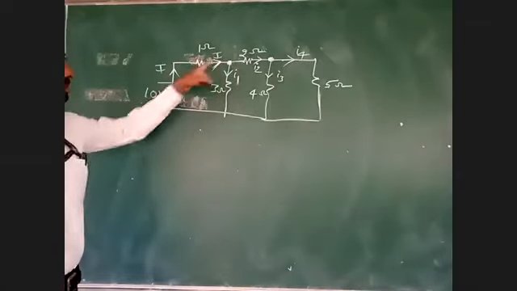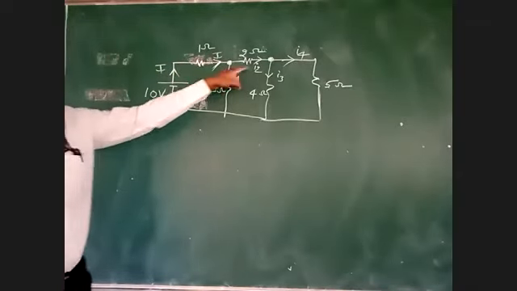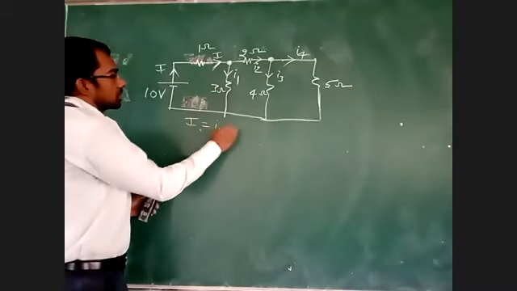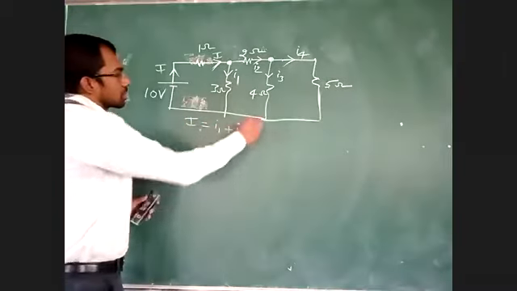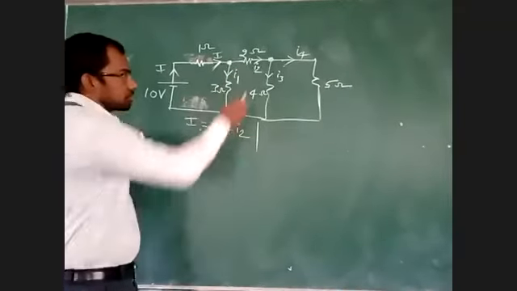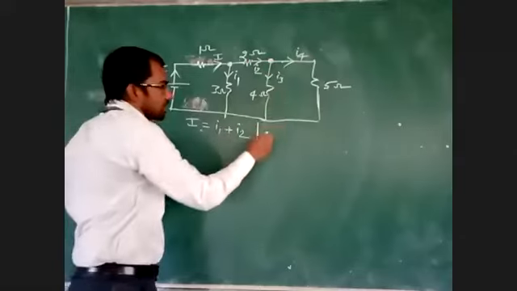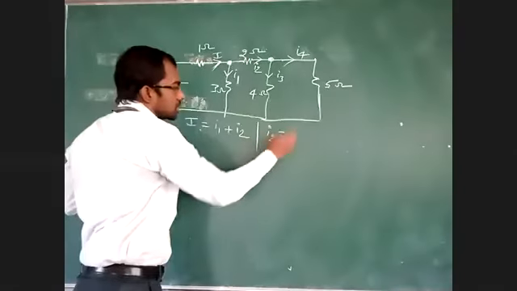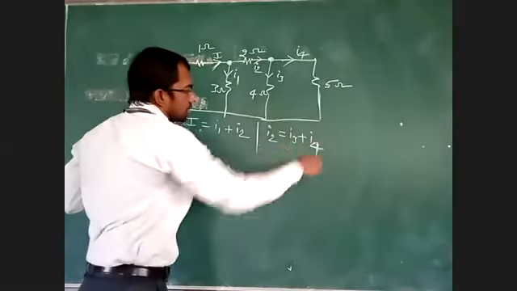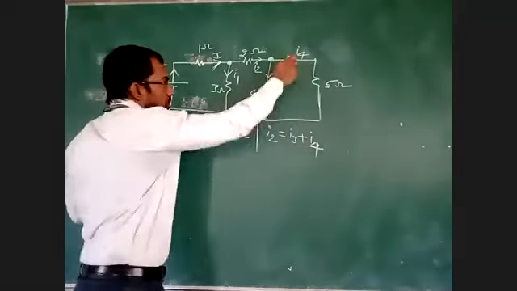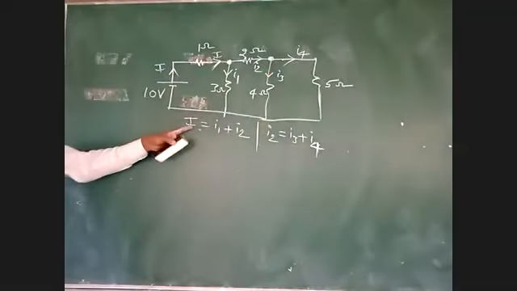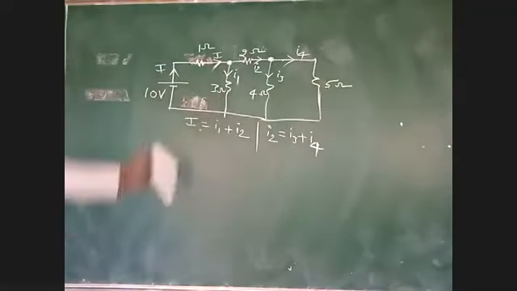See, at this node the total current is dividing as I1 and I2. Here I is equal to I1 plus I2. Now this I2 is dividing as I3 and I4. Therefore, I2 is equal to I3 plus I4. If you add I3 and I4, you have to get I2, because incoming current is equal to leaving current. Here also incoming current is equal to leaving current.